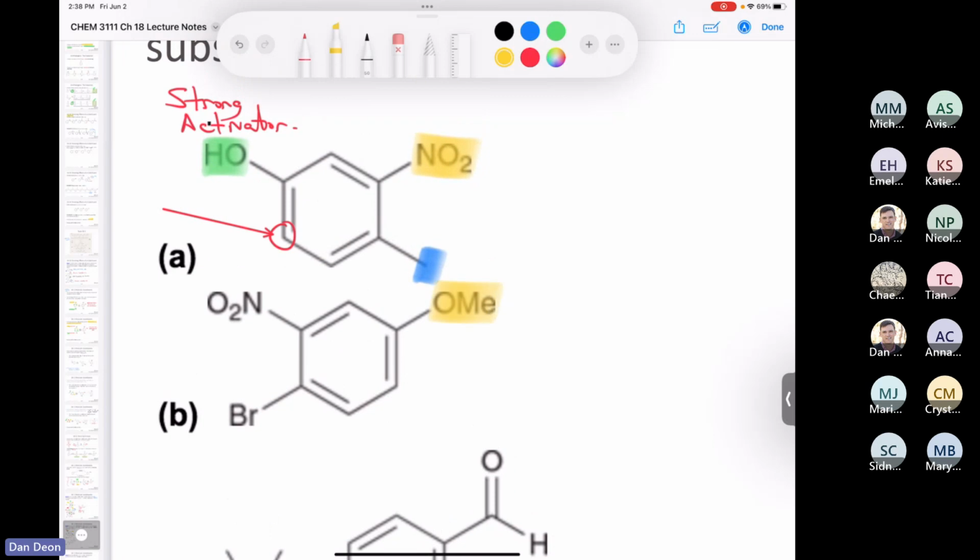I'll highlight the methoxy in yellow, the nitro in red, and the bromine in blue. So which one is going to be the strongest activator here? Going to be the strongest activator, right? Nitro is a deactivator. So the strongest one is going to be the methoxy group, right? A nitro is strongly deactivating, right? We're looking for the strongest activator, right?